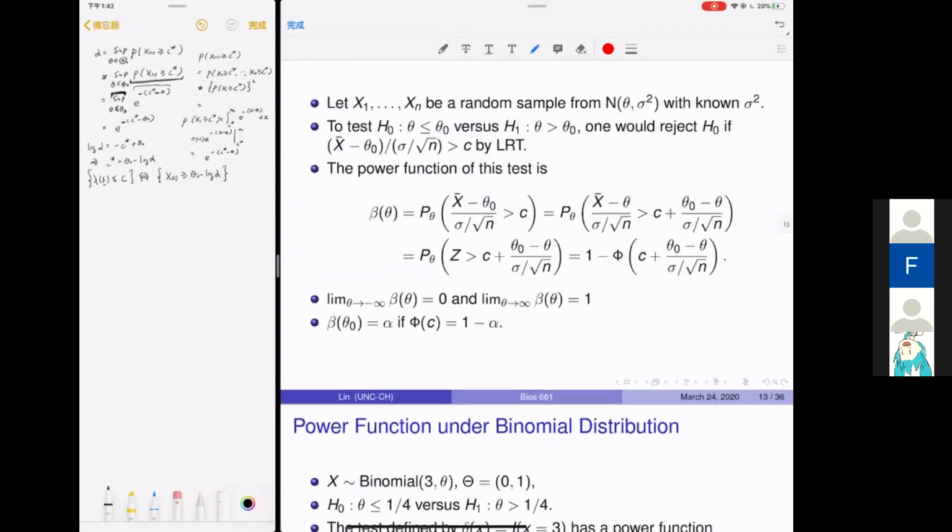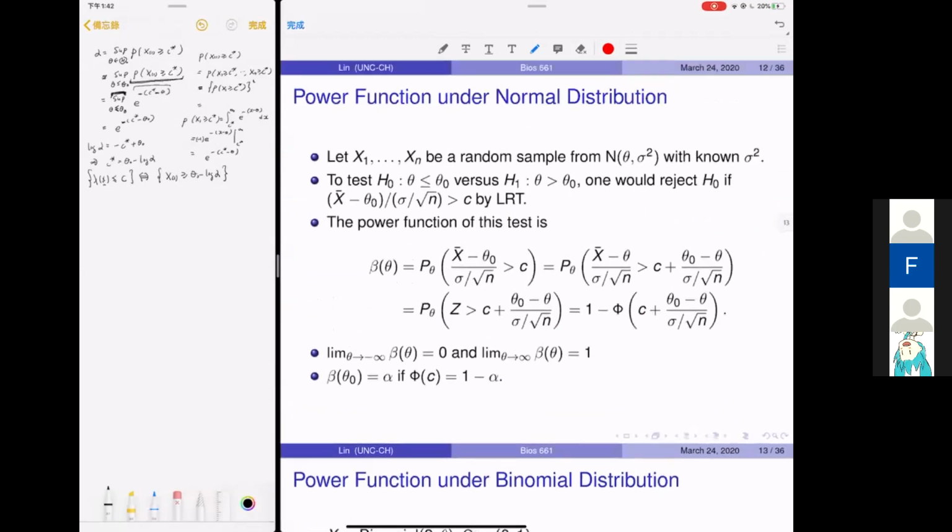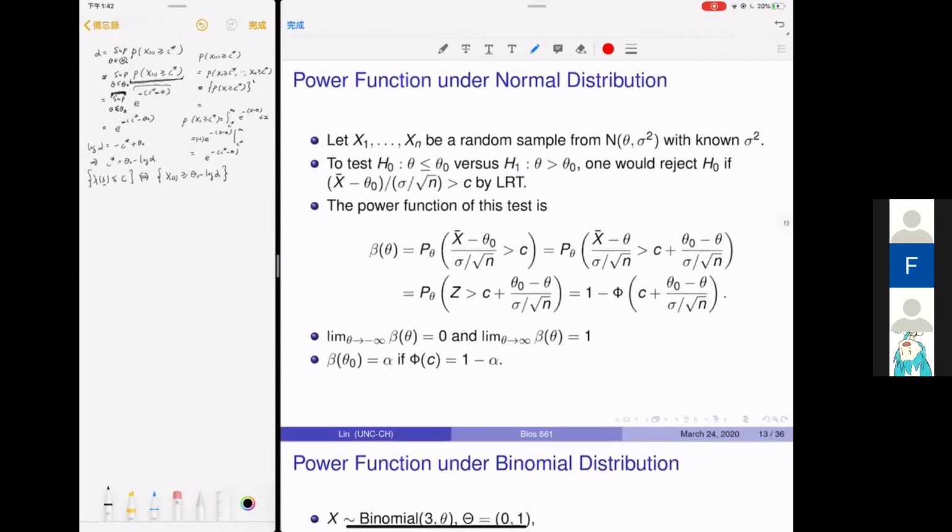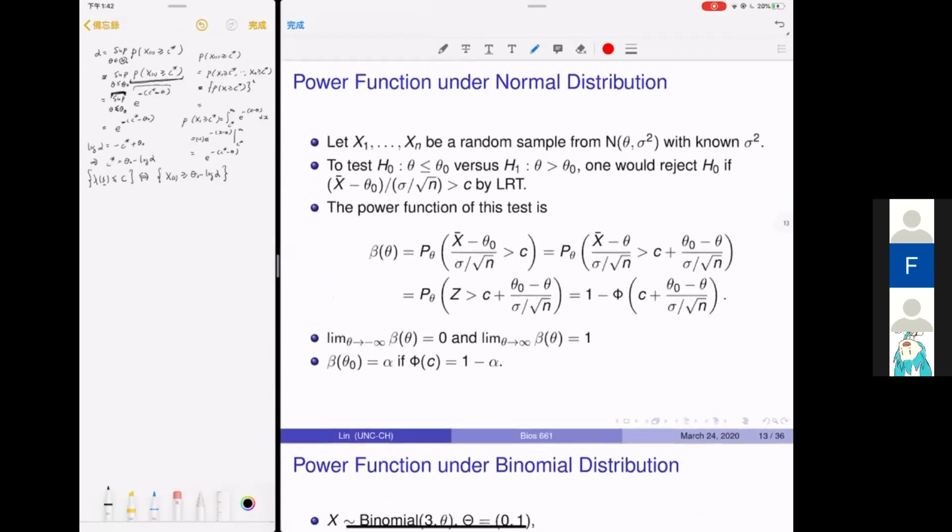I don't have time to derive the whole power function. I will do that on Tuesday. Then if x1 to xn right here are normal theta, sigma square.